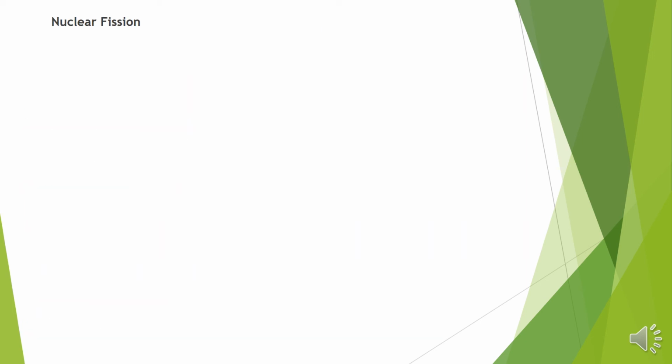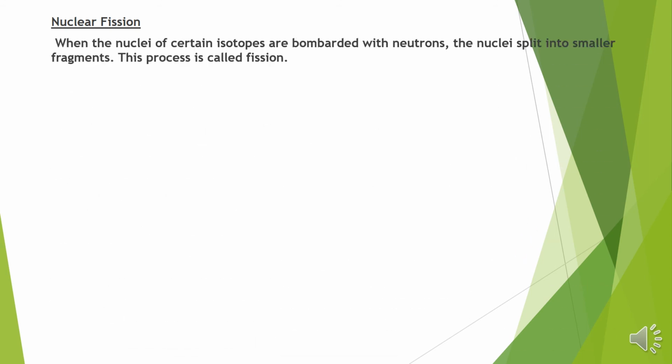Now let's explain the last objective, which is nuclear fission. Nuclear fission is when the nuclei of certain isotopes are bombarded with neutrons. The nuclei split into smaller fragments. This process is called fission.